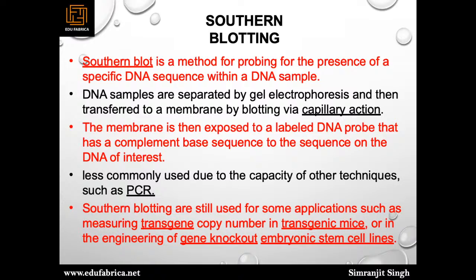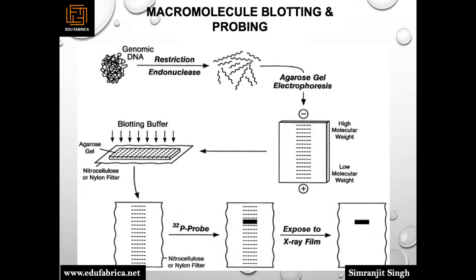So that was, in general, how macromolecule blotting is done. This blotting is of three types: southern blotting, northern blotting, and western blotting. Southern blotting deals with DNA, northern deals with RNA, whereas western deals with protein. So remember, southern DNA, northern RNA, and western protein: SD NR WP. This way you can remember it.